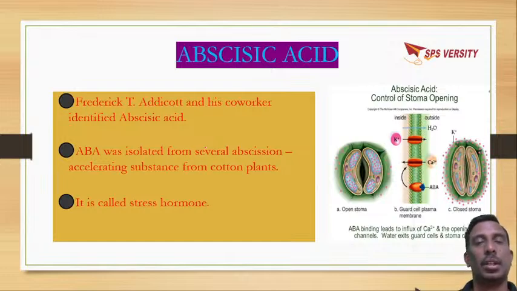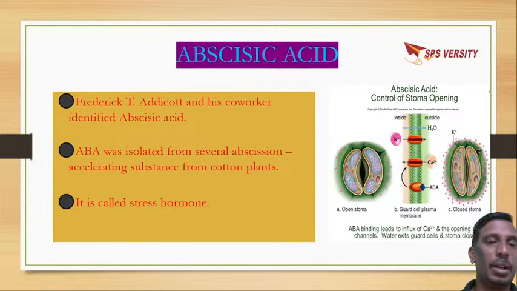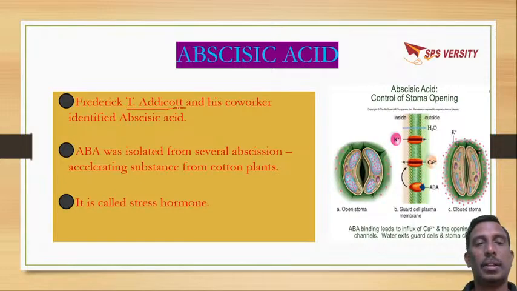Okay, now we will study growth inhibitors. These are two: abscisic acid and ethylene. Abscisic acid was identified by Addicott, Frederick T. Addicott, and the name abscisic acid comes from the term abscission. It was isolated from several abscission-exuding substances from cotton plants.